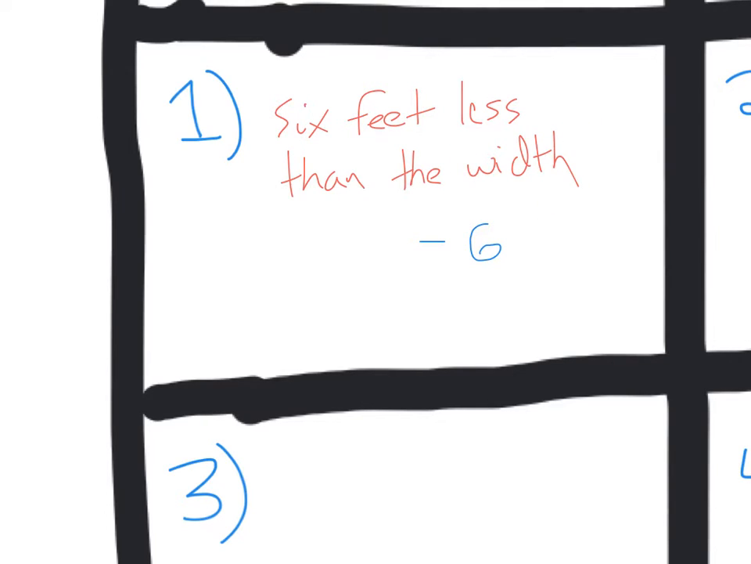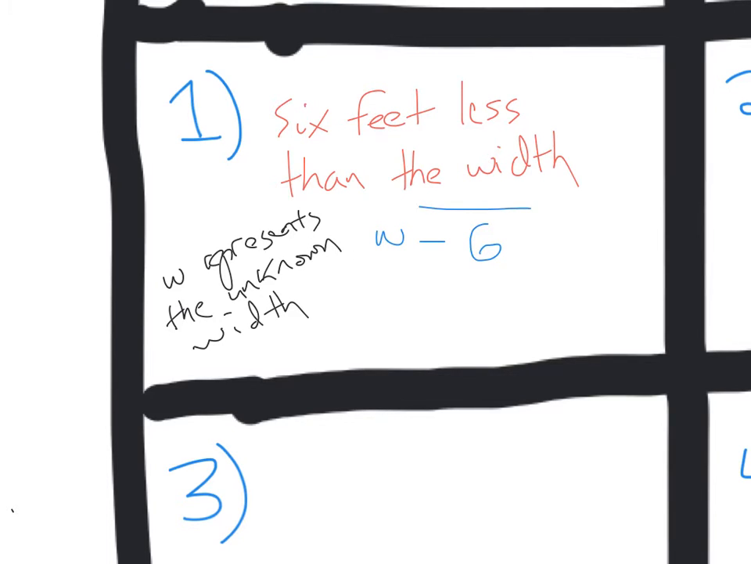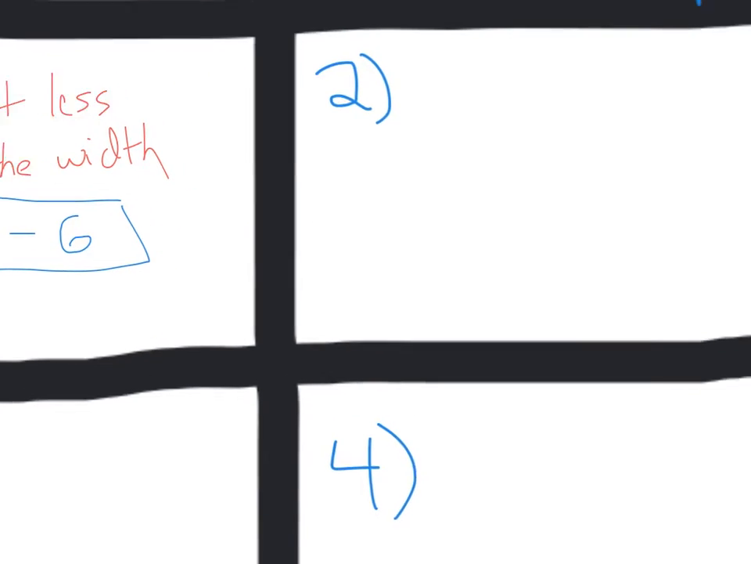So you can define a variable by saying, let's say W represents the unknown width. And then we can go ahead and just finish up our expression with W minus 6. And that would be our algebraic expression right there. 6 feet less than the width, or W minus 6. Nice, let's check out number 2.